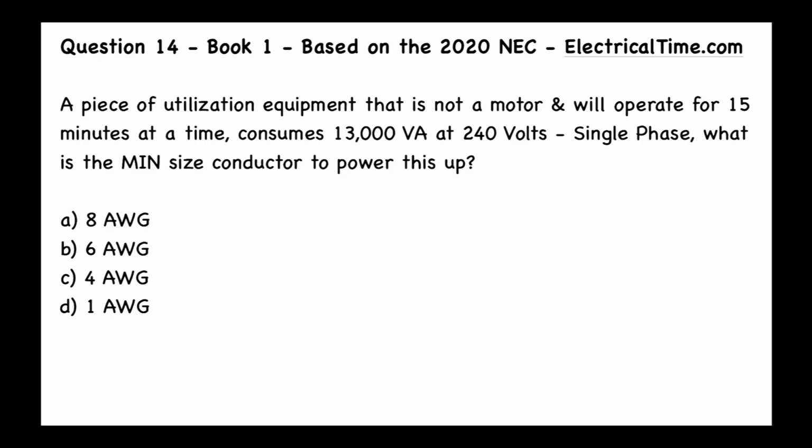Question 14, book number 1, based on the 2020 NEC, and it's electricaltime.com. A piece of utilization equipment that is not a motor and will operate for 15 minutes at a time consumes 13,000 VA at 240 volts, single phase. What is the minimum size conductor to power this up?